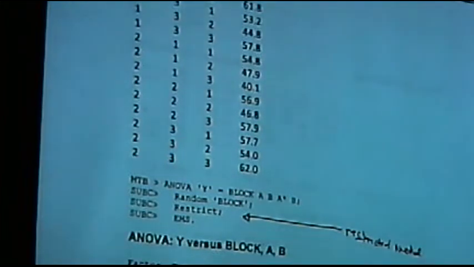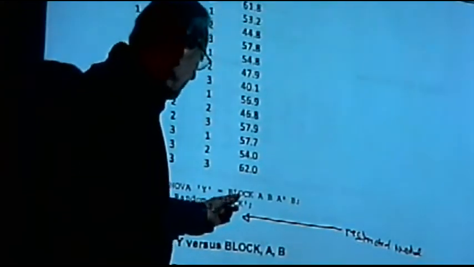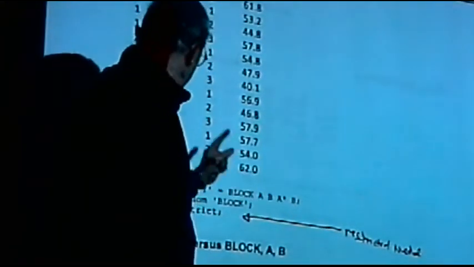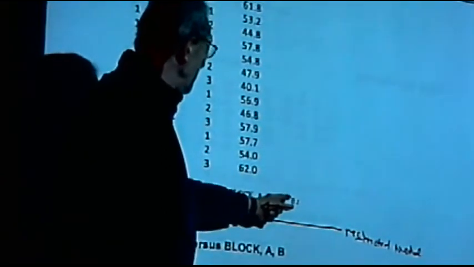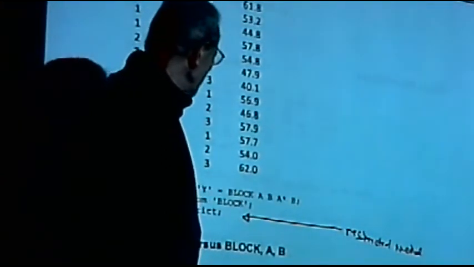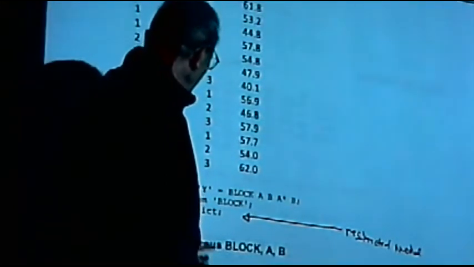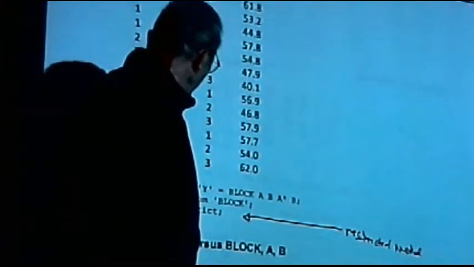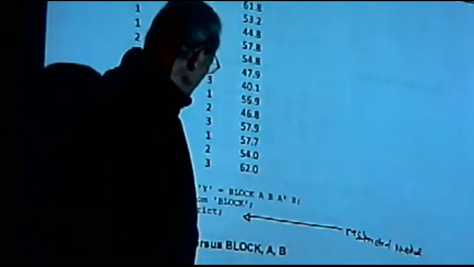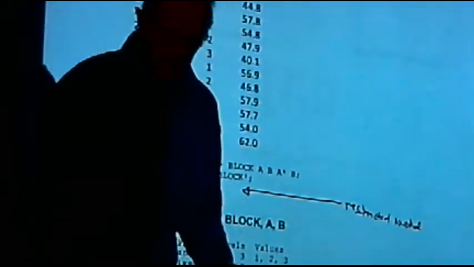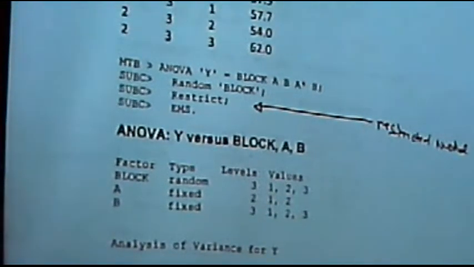So I just set up a model where the response is a block variable, and then there's factor A here, factor B there, and then the A by B interaction term there, and that's all. I made the blocks random, as is usually the case. And then I got the typical output that comes here, which is easy enough to interpret once you get it.